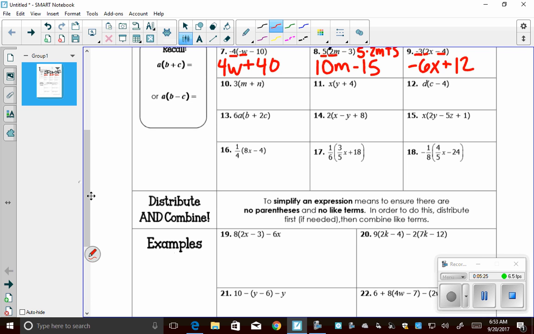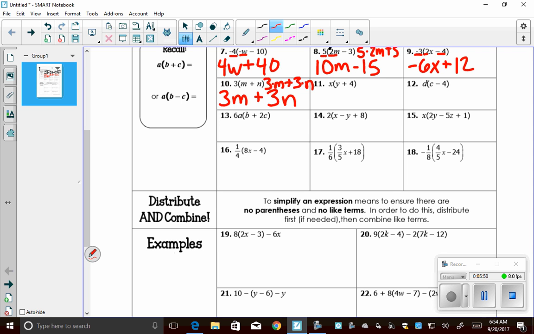Number 10. This time, instead of just doing one variable, they're giving us 2 variables. But it's the same way. You're just distributing. 3 times m plus 3 times n. So 3 times m is just 3m plus 3 times n, which is 3n.